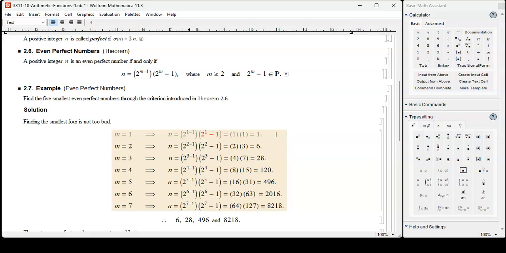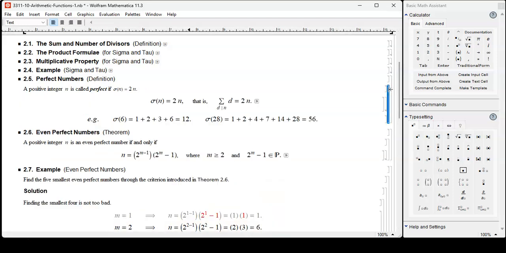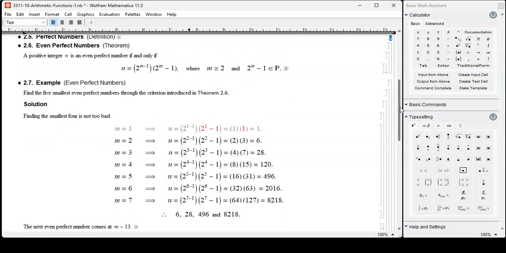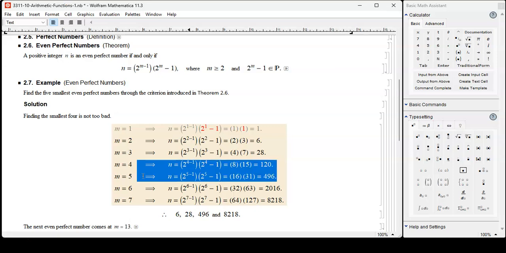Plug in m is 2, we get 2 times 3, that's 6. Plug in m is 3, we get 4 times 7, that's 28. And those two are the examples we have here. And then if I plug in m is 4, then what do you get? 2 to the 4th power minus 1 is 16 minus 1, that's 15, and that's composite. 3 times 5, so this one fails.